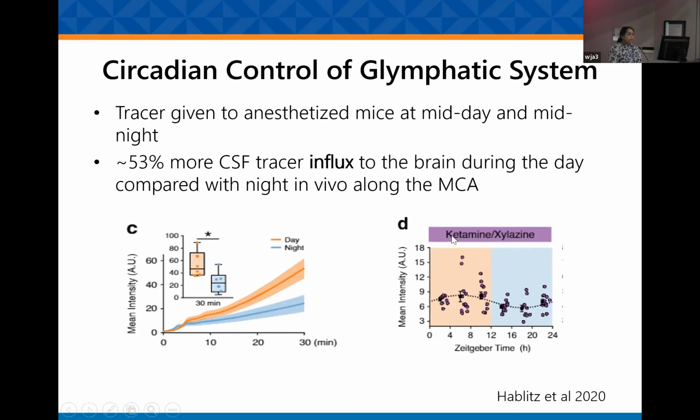And you can see here in the right graph, where they looked at 6 different time points and followed the tracer intake, there was an increase during the midday when they would be asleep. And this suggests, based on this curve, a circadian pattern to the uptake of the tracer.